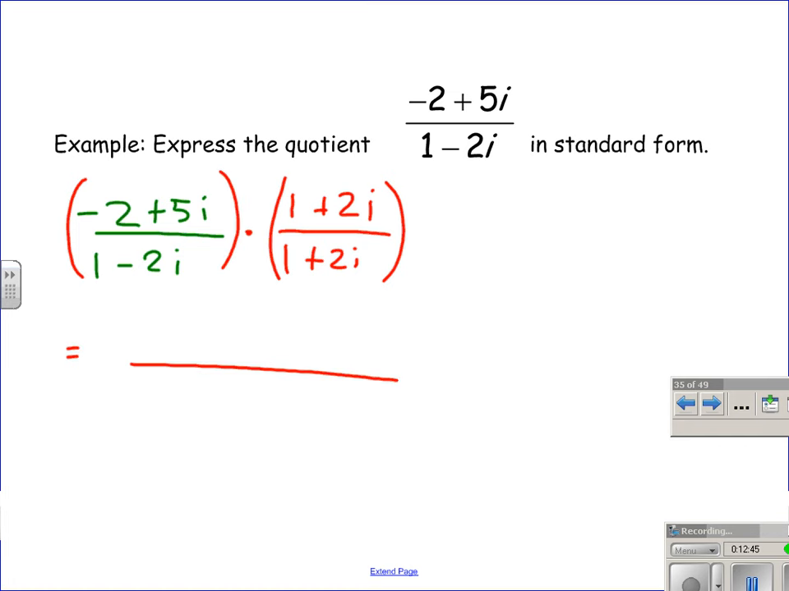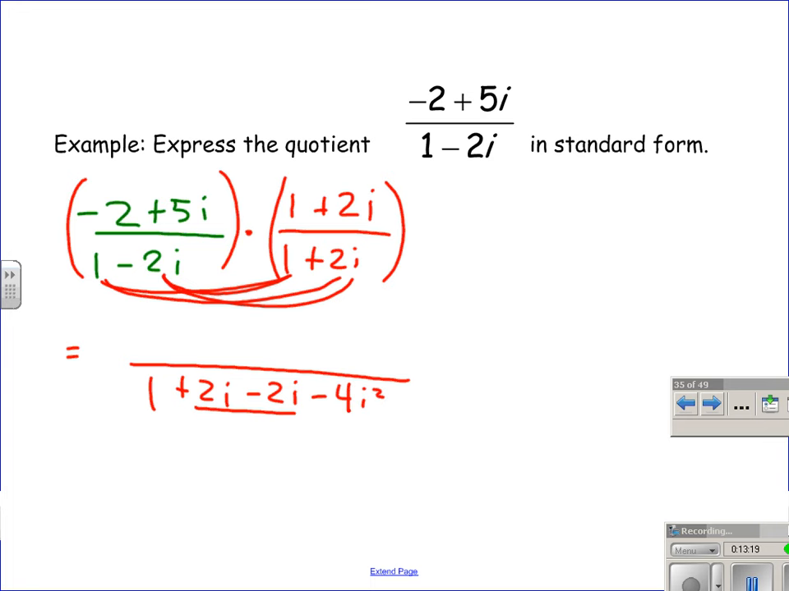Now, if you remember, the reason we're multiplying by the conjugate is so that we can get rid of the i in the denominator. So when you multiply the 1 times the 1, you get 1. And then the 1 times the 2i gives you plus 2i. And then we take the negative 2i and distribute it, so that's going to give me minus 2i. You'll notice that these cancel, and that was the whole purpose of multiplying by the conjugate. And then the negative 2i times a positive 2i is going to give me negative 4i squared.